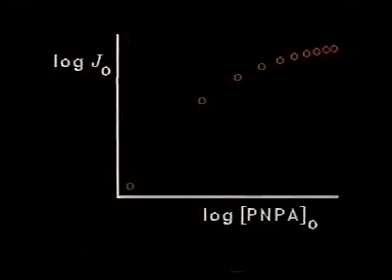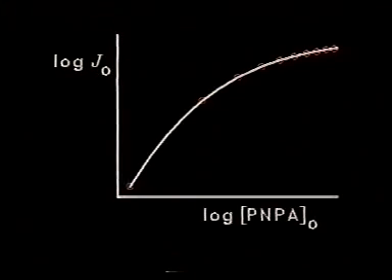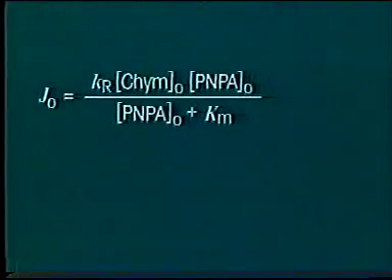It's not linear, as we would expect. It's a curve. So we can't define the partial order with respect to the substrate. Clearly, our experimental rate equation is not as simple as we first thought. Such behavior is frequently found for enzymes, and further analysis often reveals that they follow Michaelis-Menten kinetics. That is, the chemical rate equation has this form.